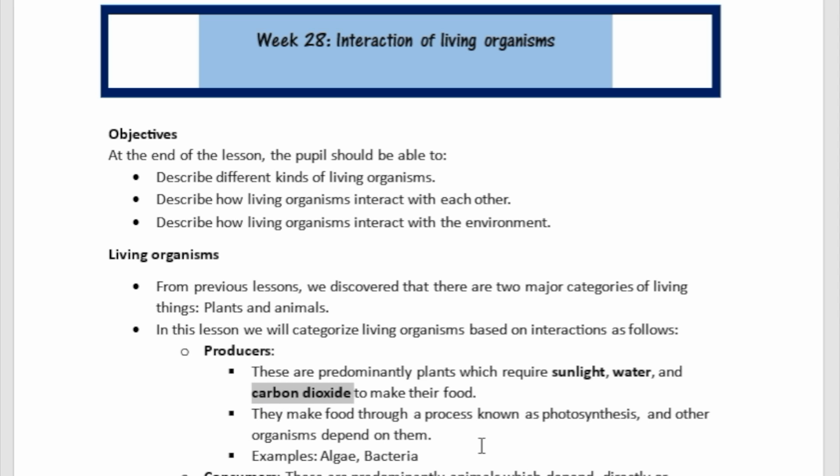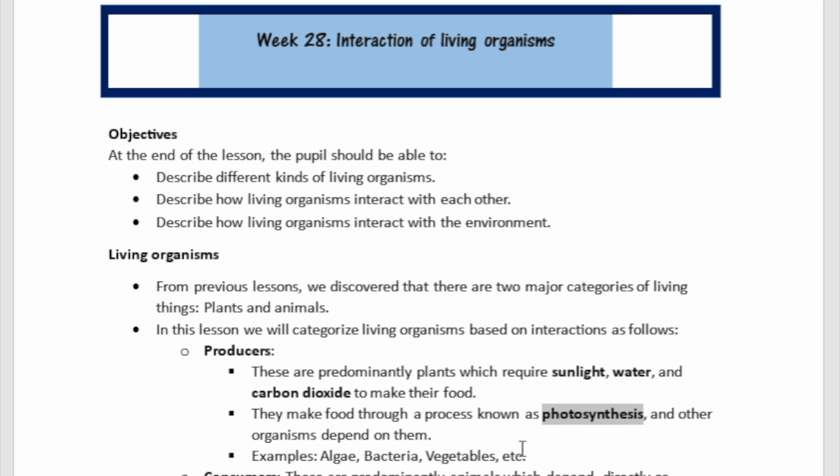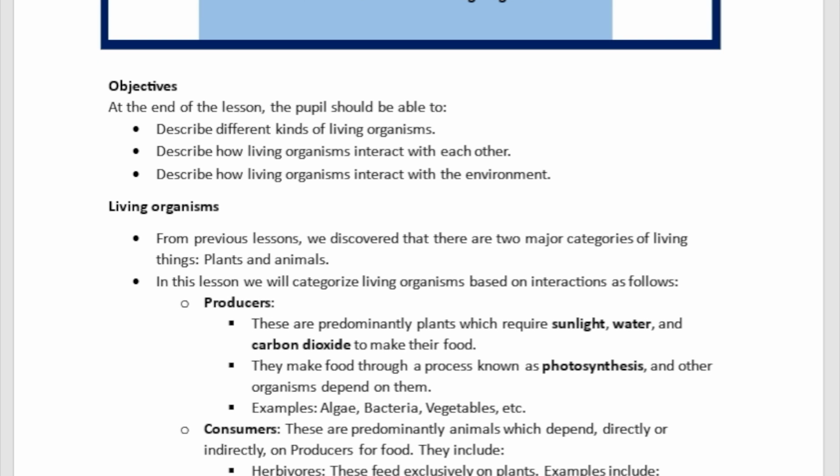Examples are things like algae, bacteria, and of course plants as well. Plants are going to be vegetables, and so on and so forth. All those things are producers because they produce their own foods through a process called photosynthesis. Don't forget that. And then there are consumers as well, which are predominantly animals which depend directly or indirectly on producers for food. But then there are three major categories of consumers.